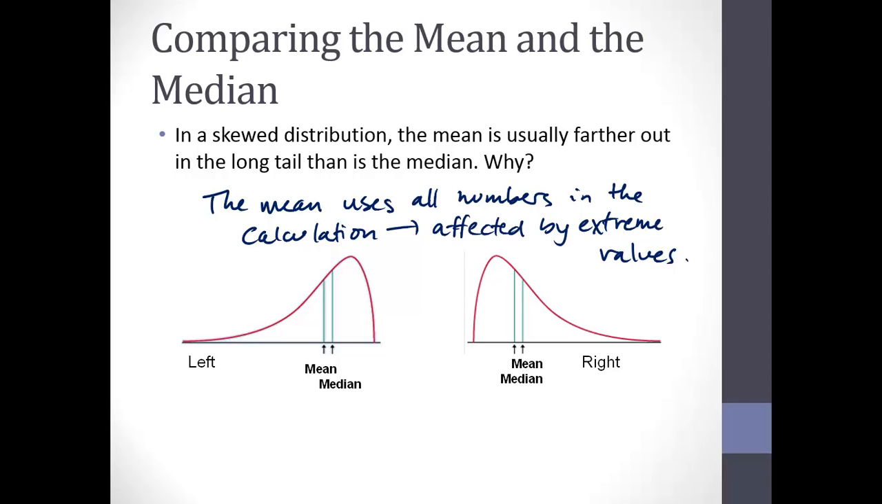So again, because every single number goes into the calculation of the mean, if you have one really large number or one really small number, that's going to have a big effect on the mean, whereas the median will be unchanged in some of those cases. So just keep in mind that the mean will always sort of go out into the tail if you have a skewed distribution like this, and the median will be unaffected by extreme values.